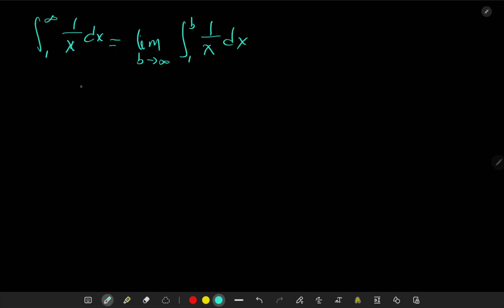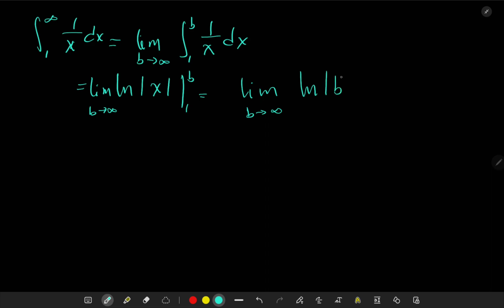So that just becomes the integral of 1 over x, which is the natural log of the absolute value of x, evaluated between 1 and b, and then you'll take your limit as b goes to infinity. So you evaluate that, and let's write the limit first, as b goes to infinity of the natural log of b minus the natural log of 1.